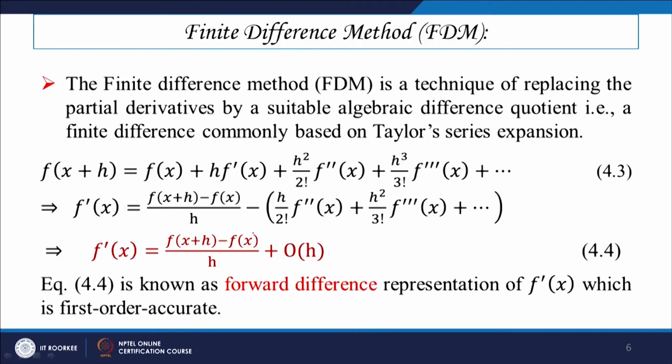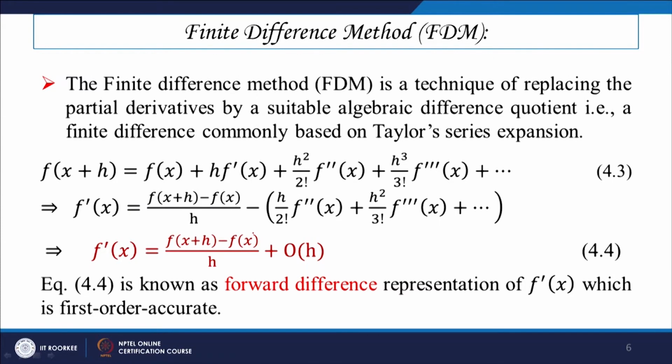So if you go for the finite difference method, the finite difference method is a technique of replacing the partial derivatives by a suitable algebraic difference coefficient. That is a finite difference, commonly based on Taylor series expansion especially. Whenever we have the function f continuous in the neighborhood of x, then we express f of x in the Taylor series form corresponding to point h itself.